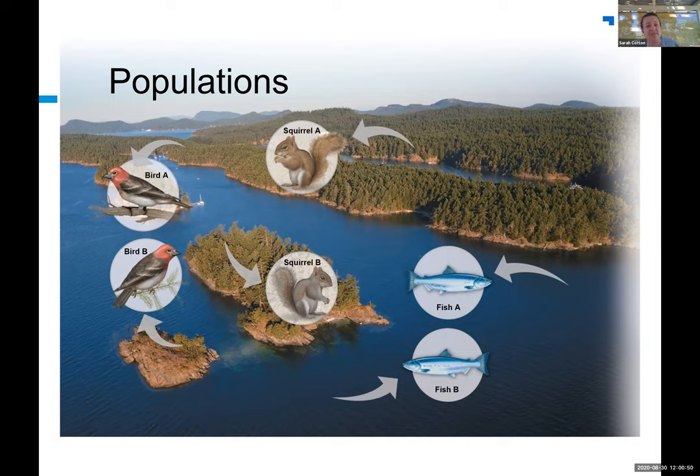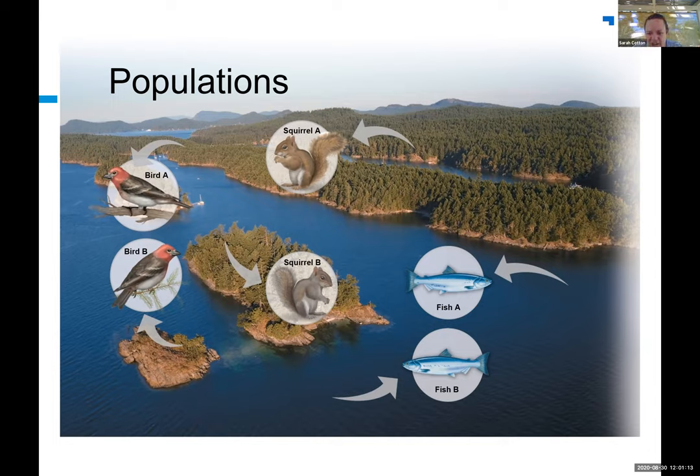They could very well be the same species, but they're probably not in the same population, right? Because they're not going to interact with each other. The chances of squirrel A and squirrel B meeting each other and raising a family of baby squirrels together is highly unlikely, right? So we would consider them to be in separate populations.